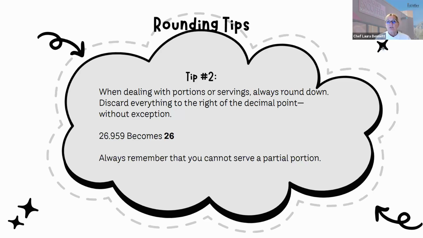When you're dealing with portions or servings, you're always going to round down. You cannot serve a partial portion or a partial serving, so everything to the right of the decimal point gets dropped off. So for example, 26.959 becomes 26.